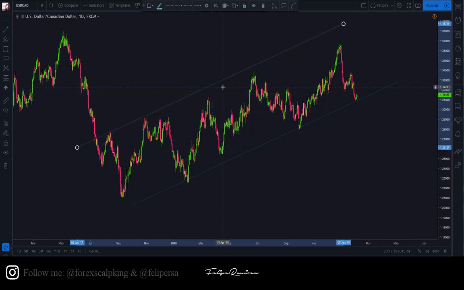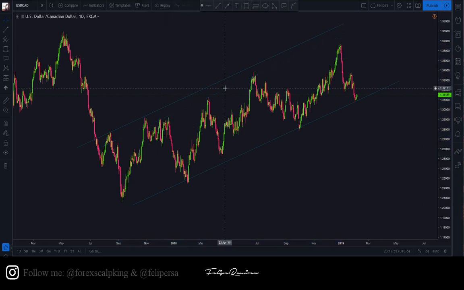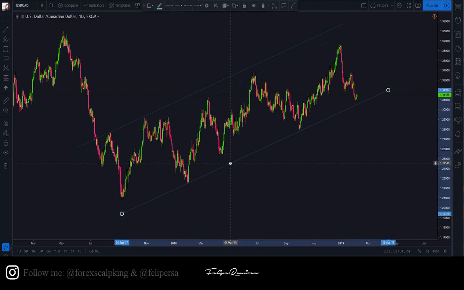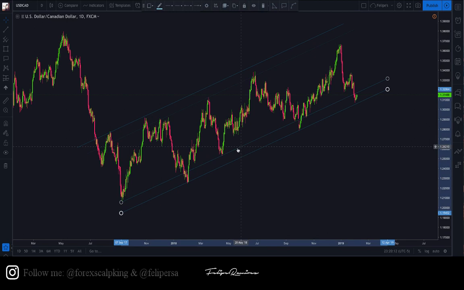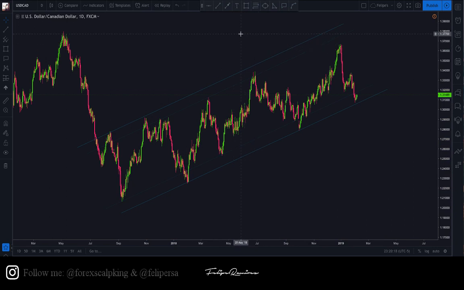Okay, it's got a few lines to it, and this is real quick how I'm going to make this. I'm going to show you what I saw in the market earlier today that helped me make that initial long trade.